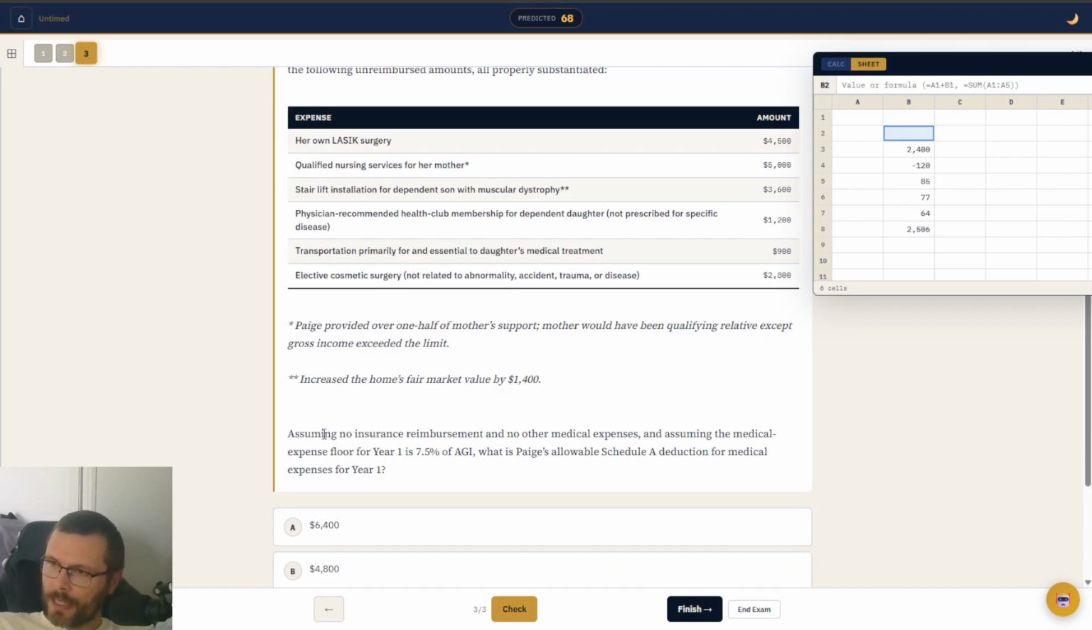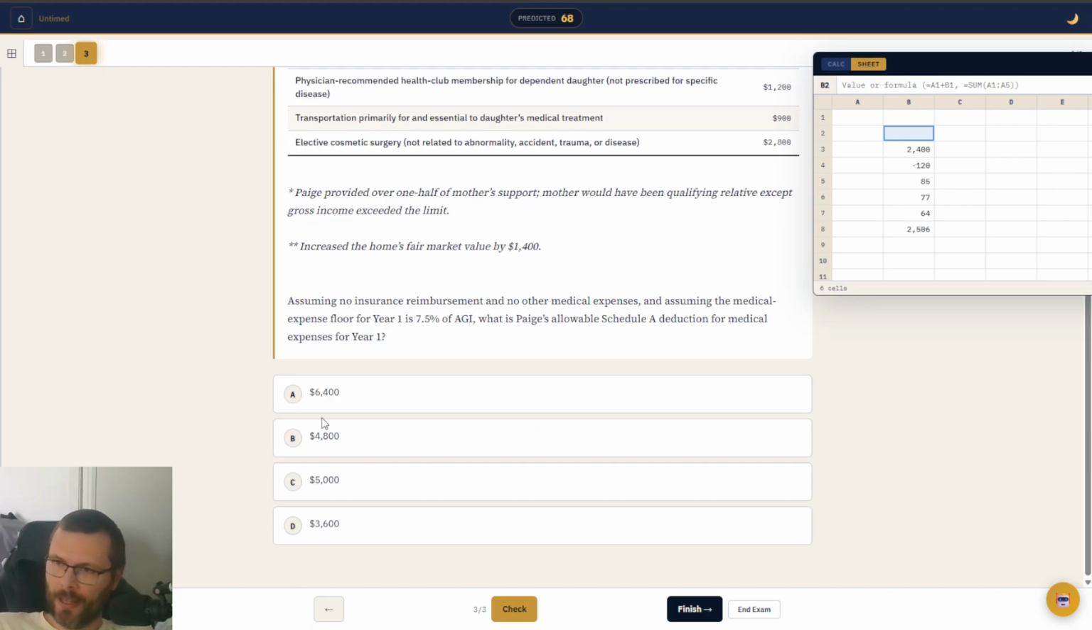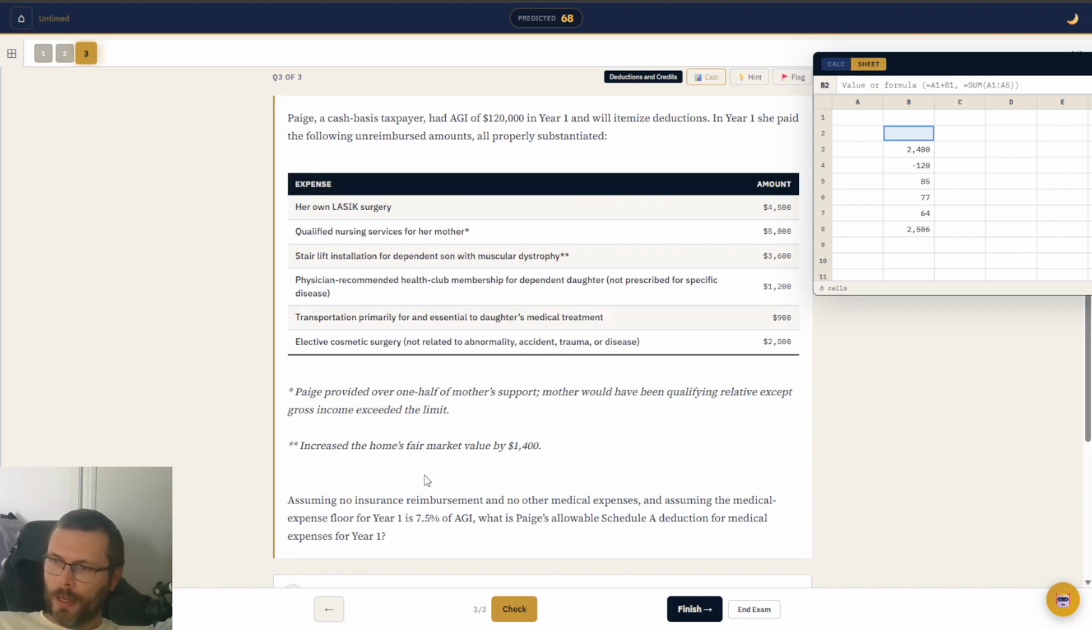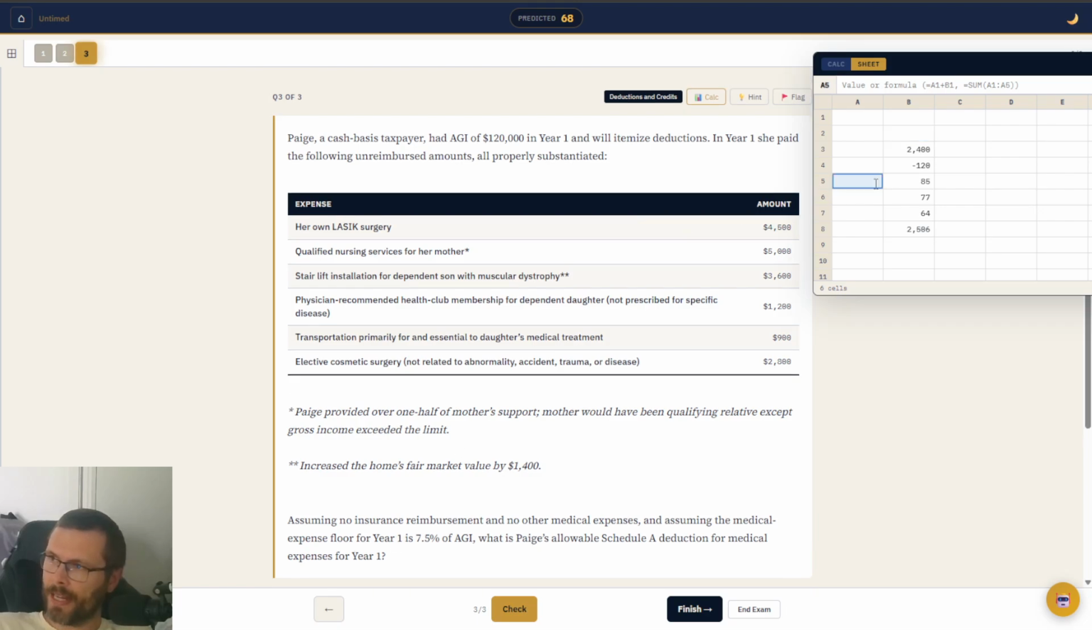Read the last sentence first. Assuming no insurance reimbursement and no other medical expenses, assuming the medical expense floor for year one is 7.5% of AGI, what is Page's allowable Schedule A deduction for medical expenses? Okay, the options are 6,400, 4,800, whatever. So they give us the floor, 7.5% of AGI. So find AGI. We're going to do some calculations here. 120,000, and 7.5% of that is 9,000.